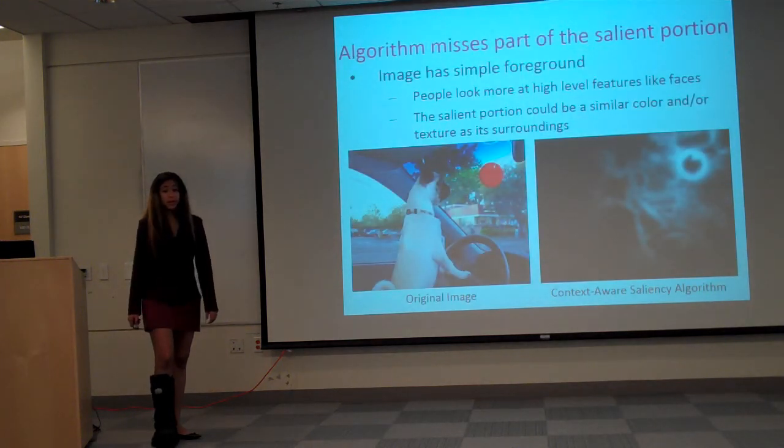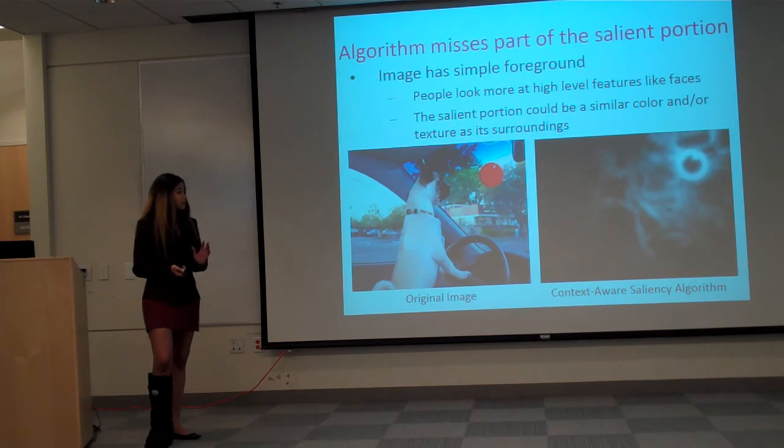There are also times when the algorithm only finds part of the image important that people do. That usually happens when the dominant object is a plain color, or it just kind of meshes in with the background.